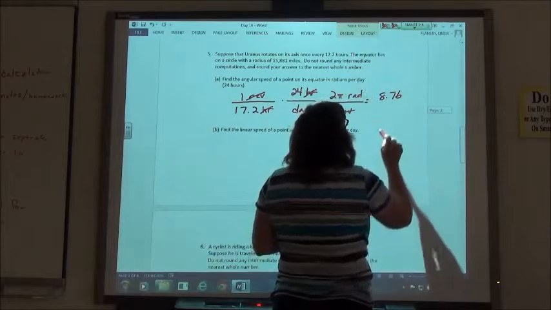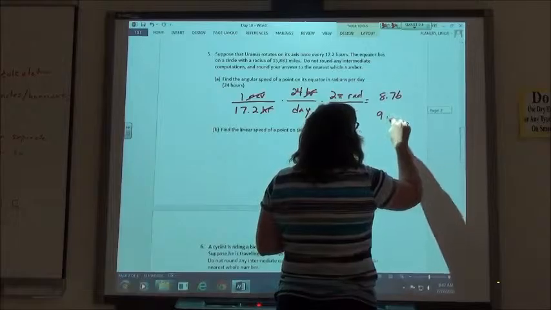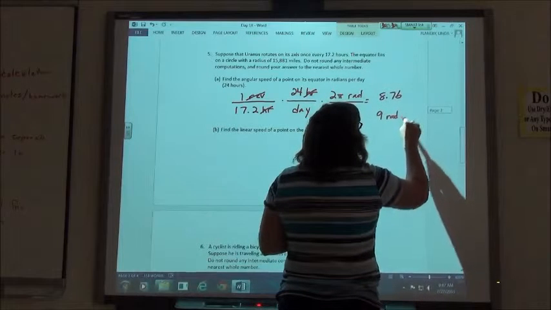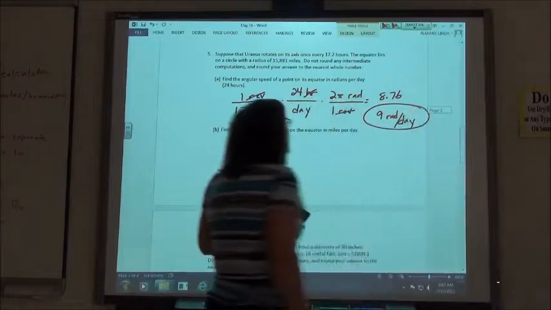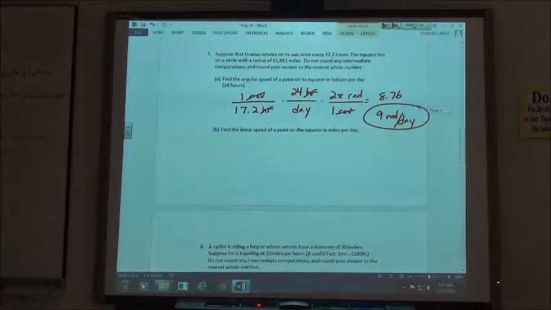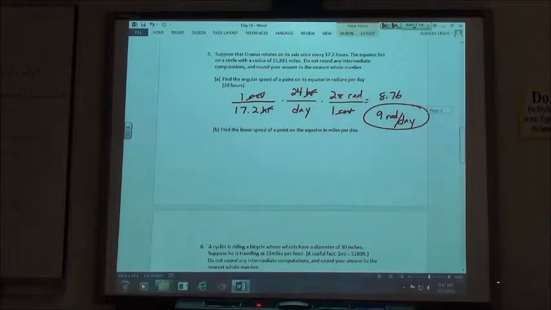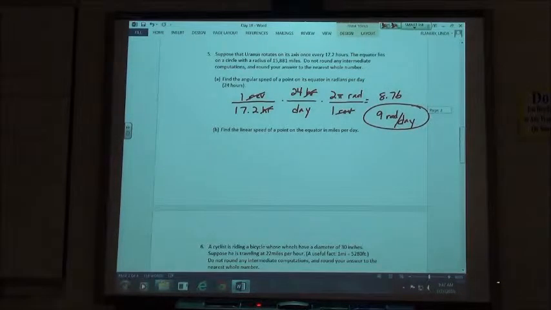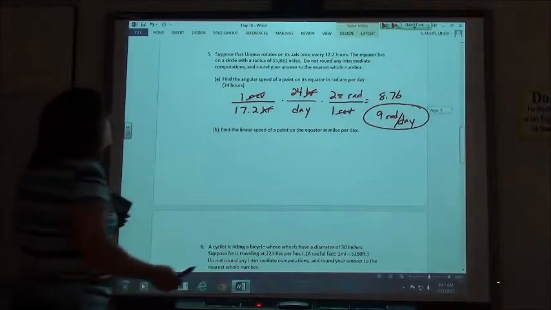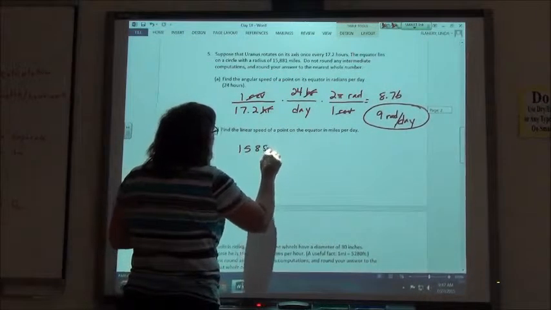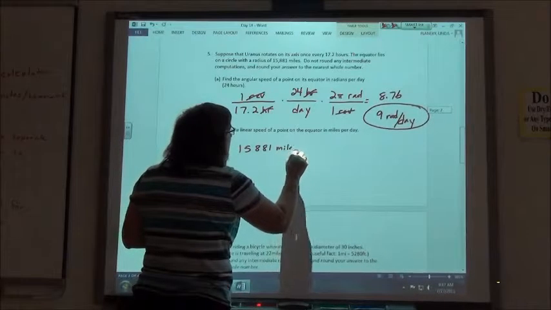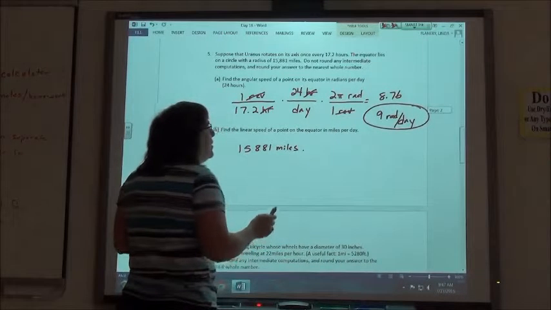I'm rounding to the nearest whole number, so I'm going to say 9 radians per day. Then we want to find the linear speed. We know that the linear speed, we're going to take the radius. The radius is 15,881 miles times our angular speed.